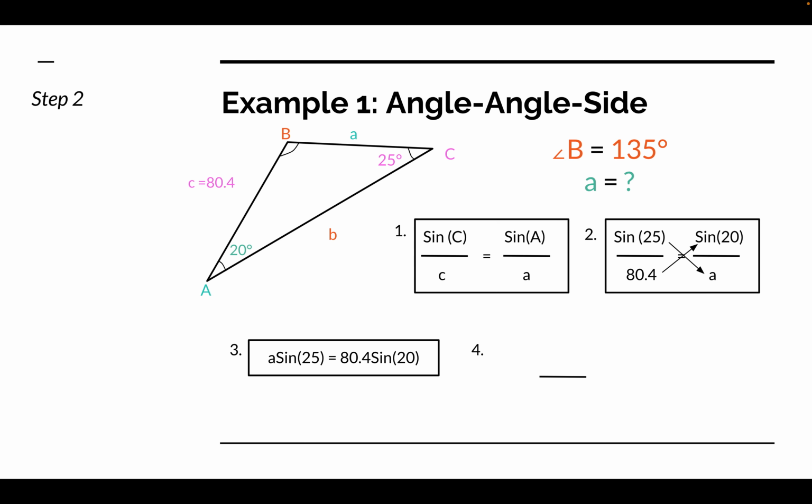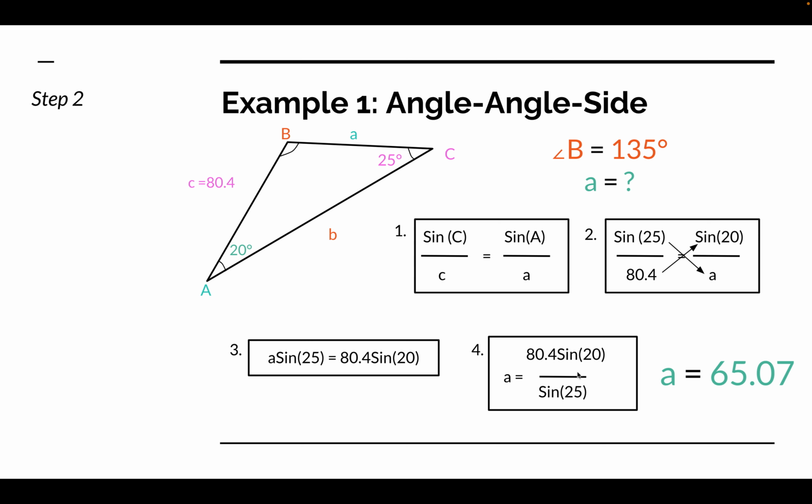When you cross multiply, I know this is a scary stream of numbers, but basically you get sine 25 times A, and then 80.4 times sine 20. So our next step is to get A by itself, since that's what we're looking for. We're going to divide by sine 25 on both sides. Plug this big bunch of numbers into your calculator, and you'll get side A is 65.07.